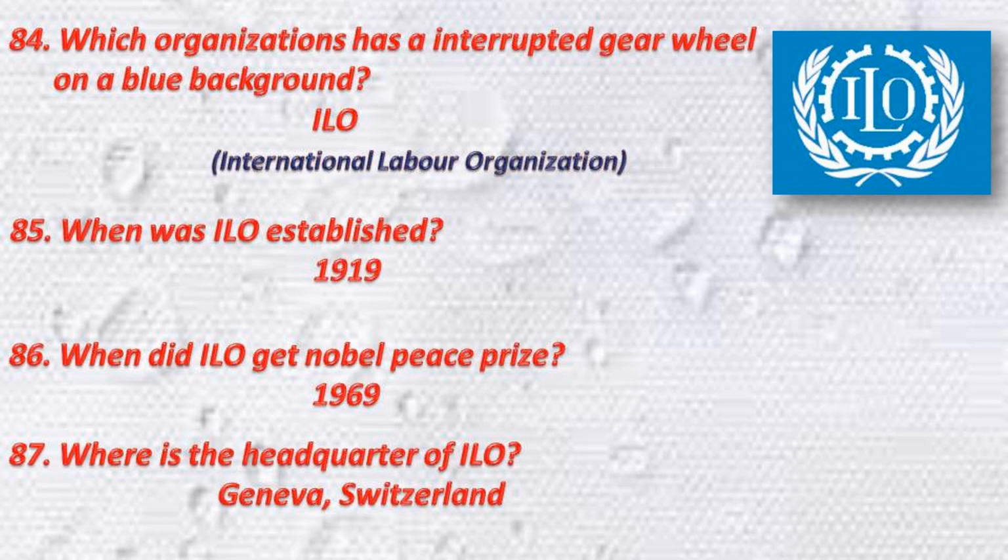84. Which organizations has an interrupted gear wheel on a blue background? ILO, International Labour Organization. 85. When was ILO established? 1919. 86. When did ILO get Nobel Peace Prize? 1969. 87. Where is the headquarter of ILO? Geneva, Switzerland.